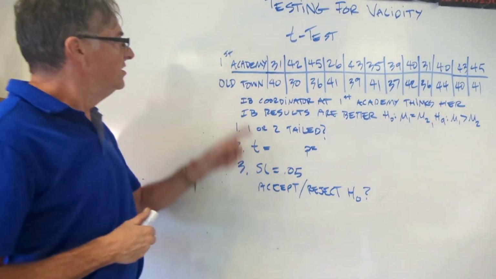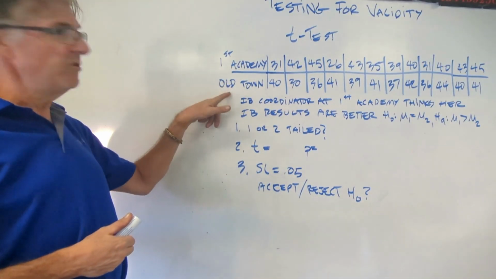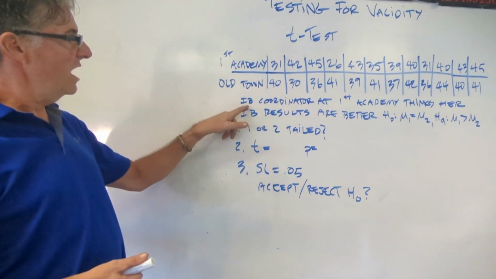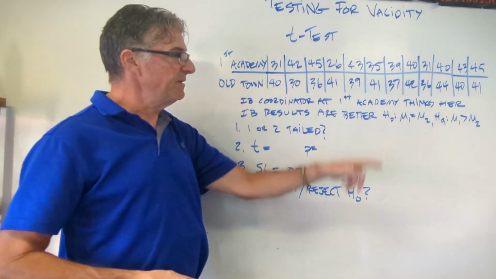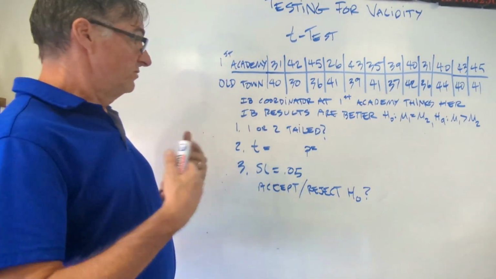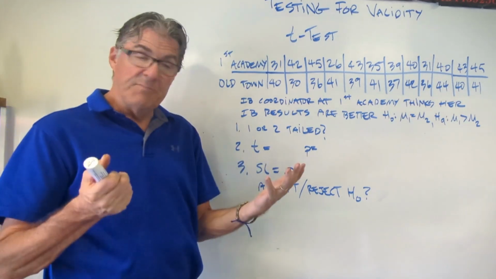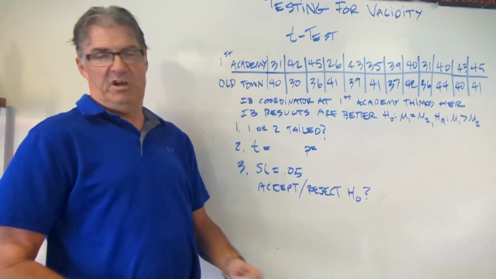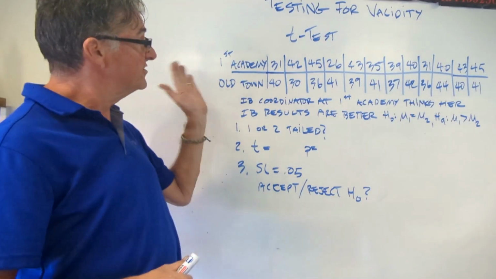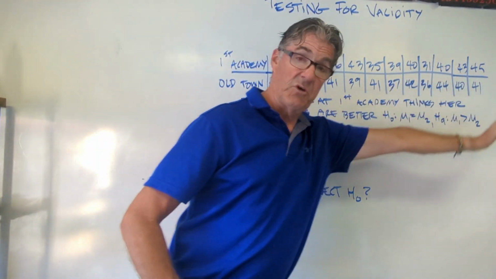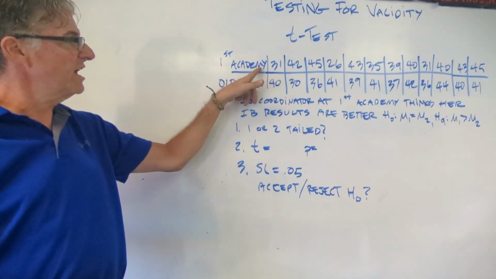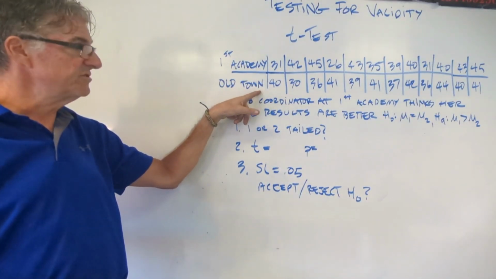So here's our scenario. We've got First Academy and we've got Old Town School. These are two IB schools, and the IB coordinator at First Academy thinks her school's results on the full IB program are better than Old Town School. So she thinks our school is better and all that stuff. So she gathers up some scores. I'm not sure where she gets them from, but she gets a bunch of scores. So here are her Academy scores and here are her Old Town scores.